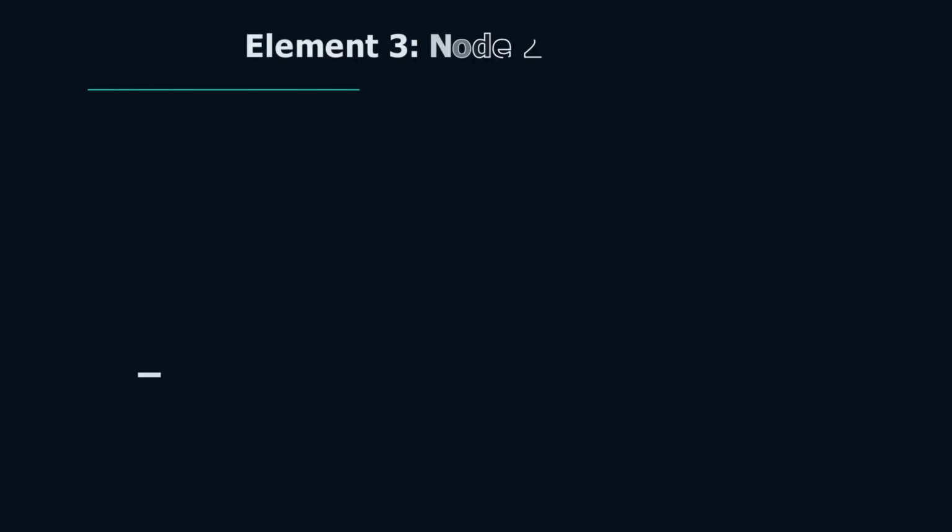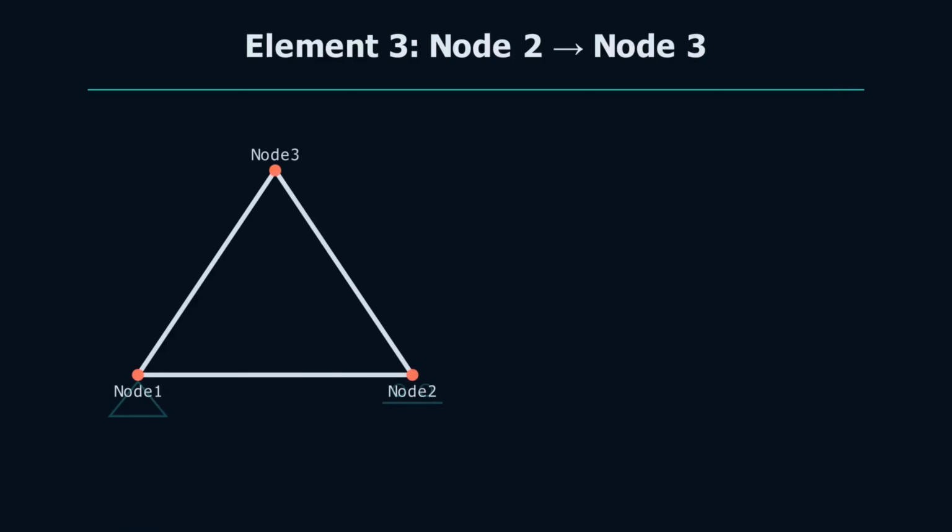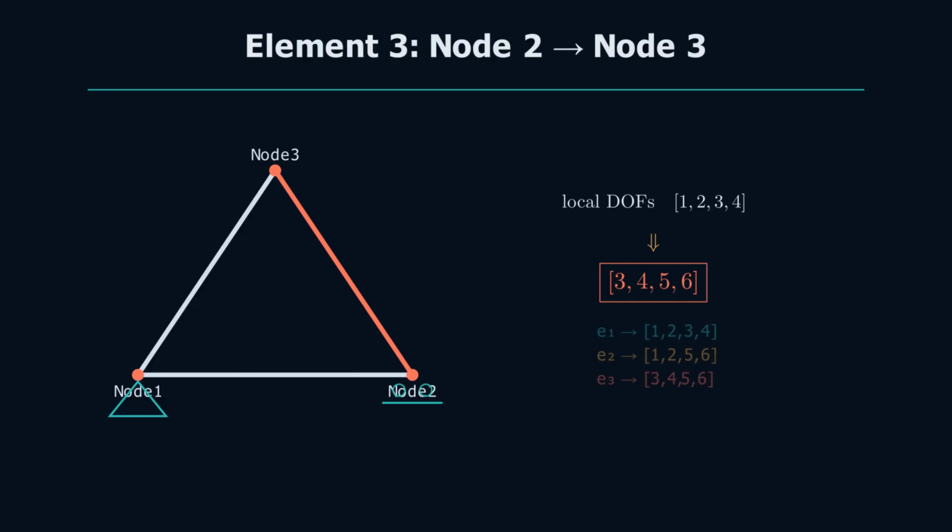Finally, element 3 connects node 2 to node 3. Its local degrees of freedom map to global degrees of freedom 3, 4, 5, and 6. So our complete connectivity table is now clear. Element 1 maps to 1, 2, 3, 4. Element 2 maps to 1, 2, 5, 6. Element 3 maps to 3, 4, 5, 6.